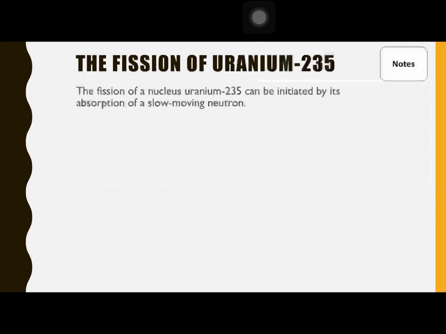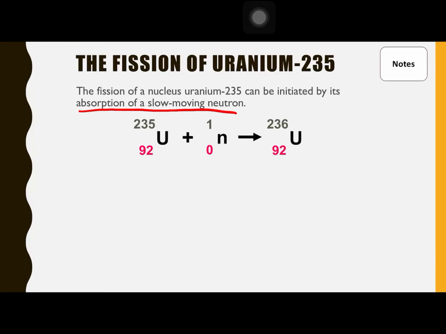So how do I get my uranium-235 to undergo nuclear fission? It cannot just get split apart like that. You need something to initiate it, so it needs to absorb a slow-moving neutron. So I have uranium-235. When it absorbs a slow-moving neutron, it takes it in, right? What will be produced? You get uranium-236. How do I get uranium-236? I add the top numbers together and add the bottom numbers together. The bottom number still remains as 92, which means it is the same element, still uranium. So this is an isotope.